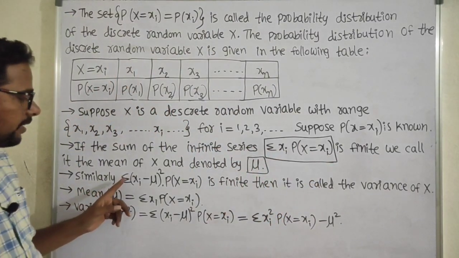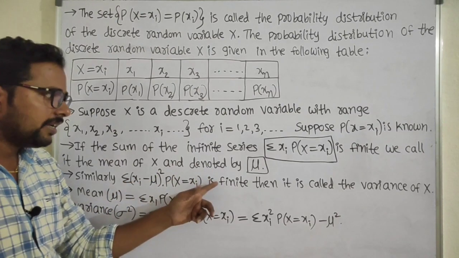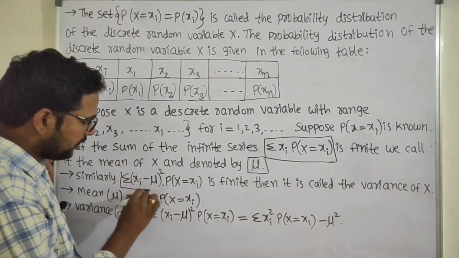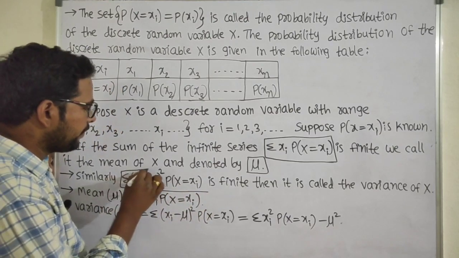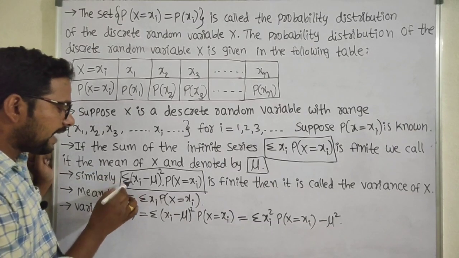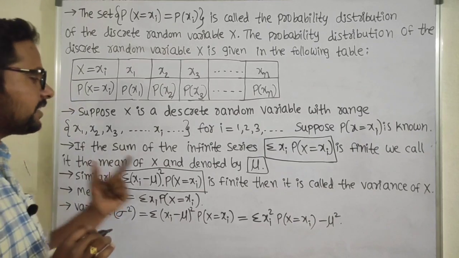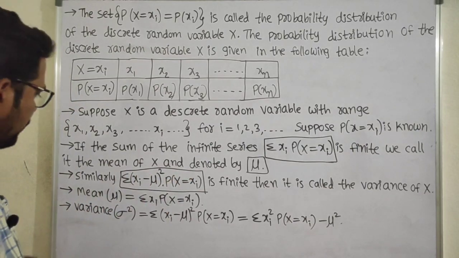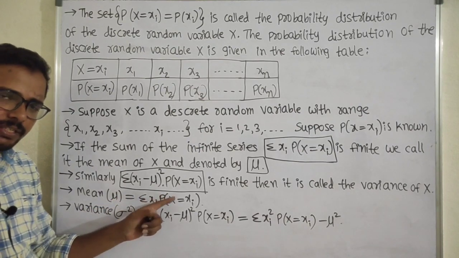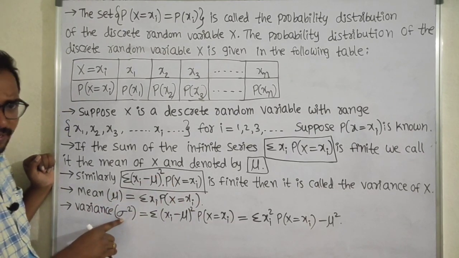Next, similarly, if sigma xi minus mu whole square into p of x equals xi is finite, then it is called the variance of x. We also use this formula. We use these two formulas, very, very important: mean and variance. So what is variance? Xi minus mu whole square into p of x equals xi. This is called the variance of x. So mean mu is equal to, what is the formula? Sigma xi into p of x equals xi, and variance is denoted by sigma square.